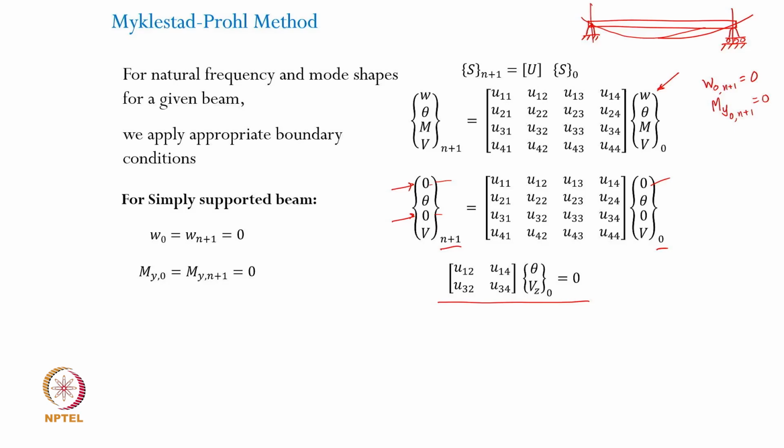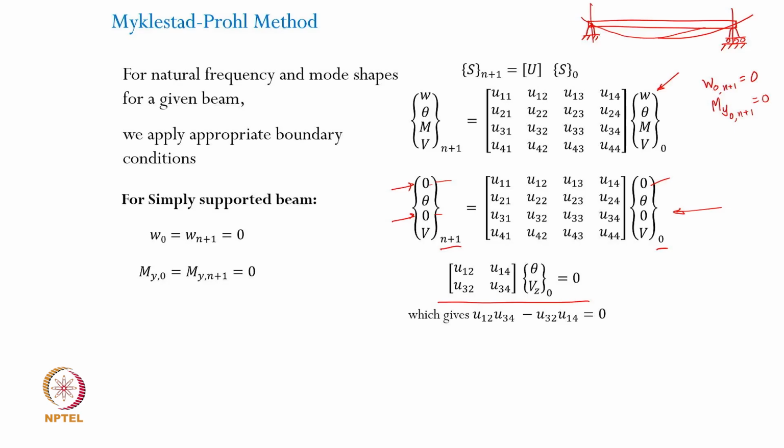And you know very easily that if this equation is to be satisfied, then the determinant of this matrix should be 0, which actually means that u12 u34 minus u32 u14 equals 0. That expression has to be 0 for this to be satisfied at all times. Clear? So what will be our objective now is to assume some omega value.